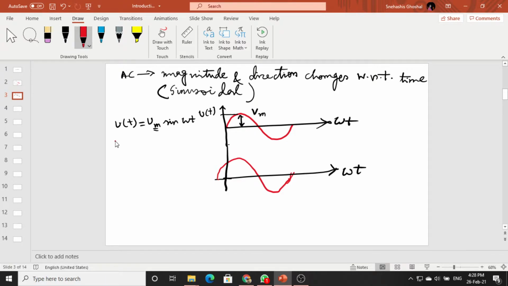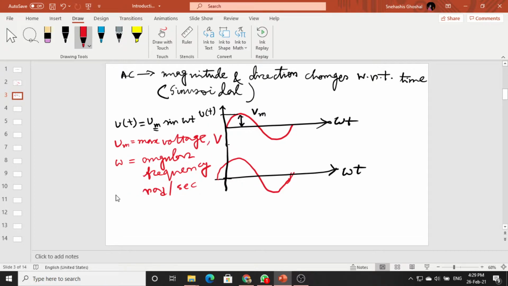Now, Vm is maximum voltage. Omega is called angular frequency, given in rad per second. Vm is given in volt. T, what is T? T is the time period.